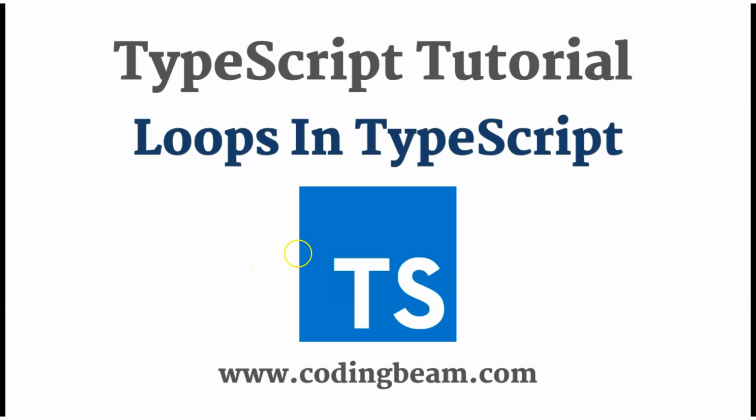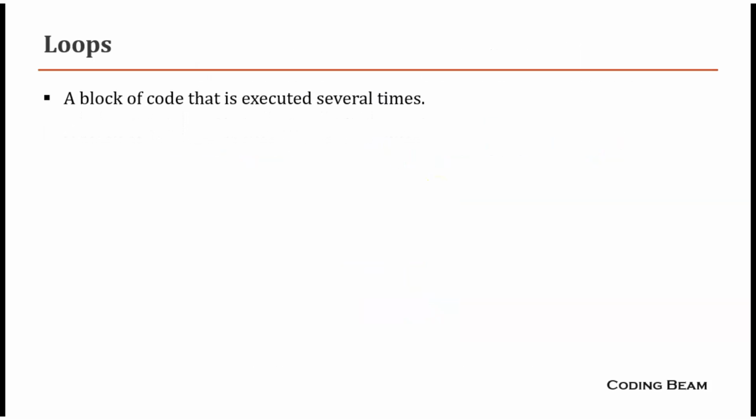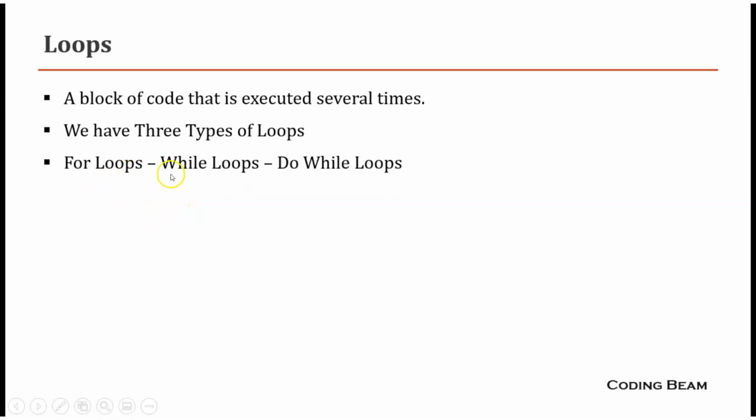So in this video we will learn about loops and how to use them in TypeScript. Loops are a block of code that is executed several times. And we have three types of loops in TypeScript. The first is the for loop, the second is the while loop, and then we have the do while loop.